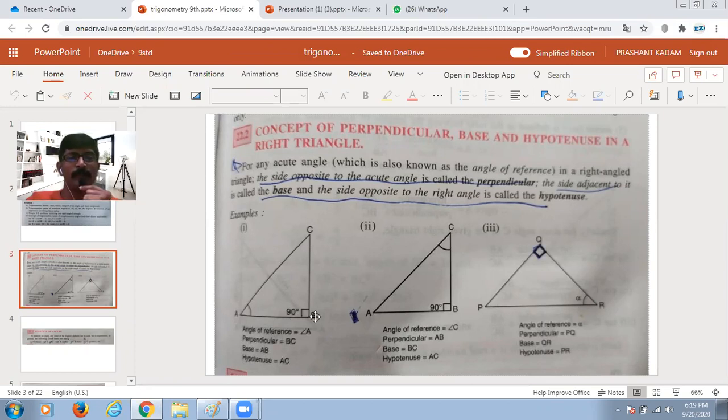Okay, so look at this. This is right angle triangle ABC, which is right angled at B. So the angle B is 90 degree. You got it? Now the side opposite to B is AC, which is also called the hypotenuse. What is it called? Hypotenuse. Now if our reference angle is A, then this side BC is called the opposite side, and the side AB is called the adjacent side.